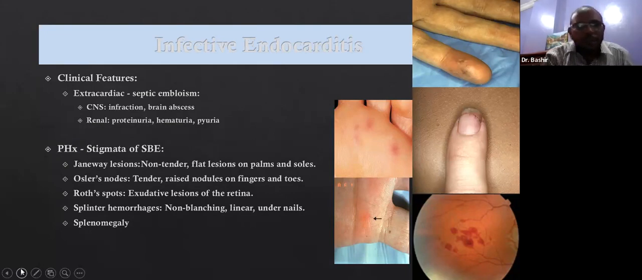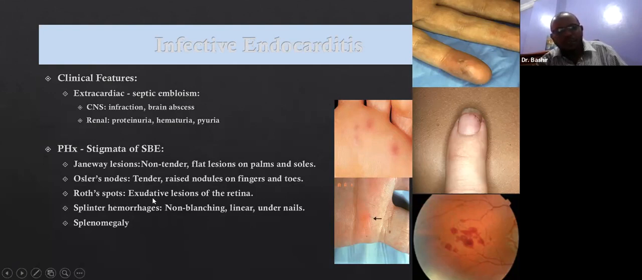We'll have renal involvement. Stigmata of subacute bacterial endocarditis: Janeway lesions, which are non-tender flat erythematous lesions on the palms or soles. Osler nodes are tender raised nodules on the fingers and toes. These are the Osler nodes.